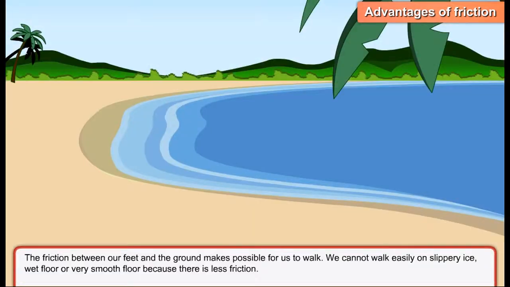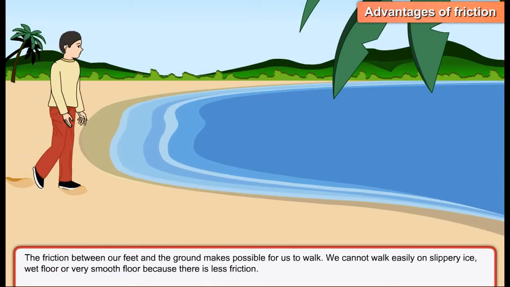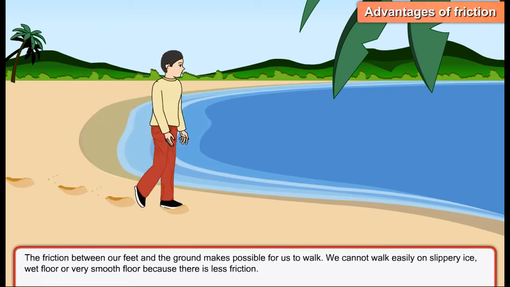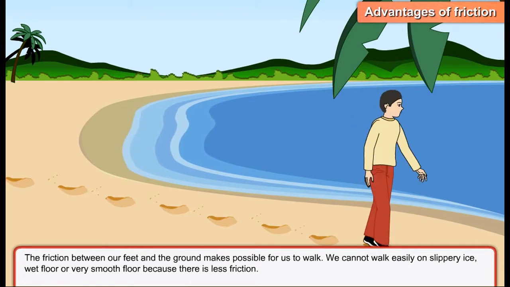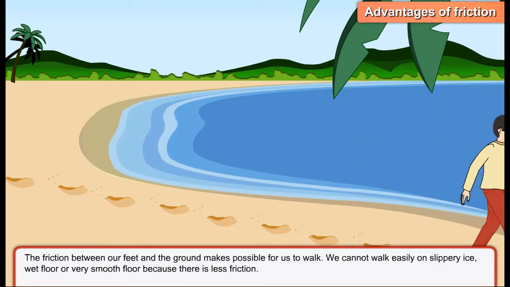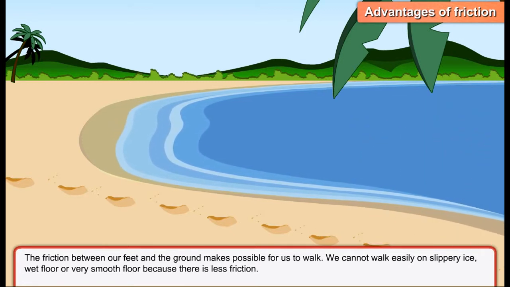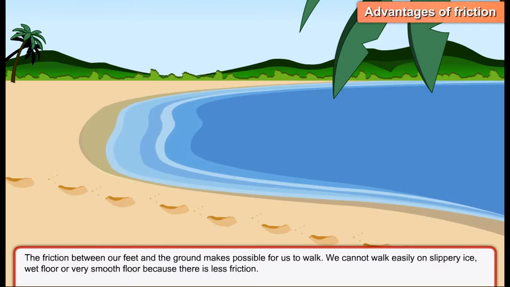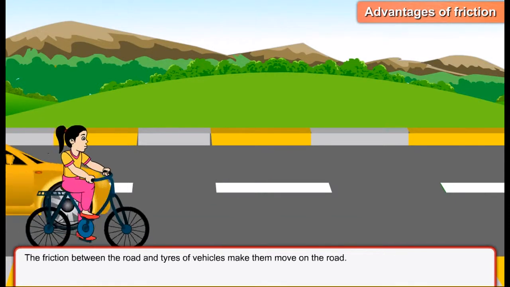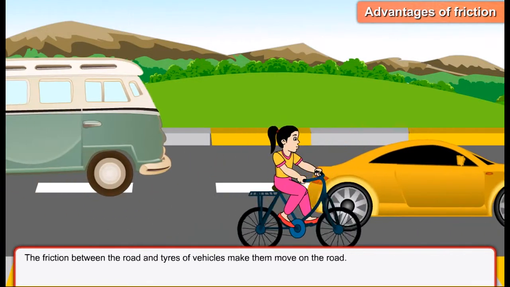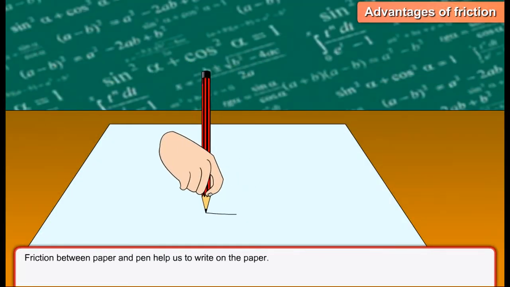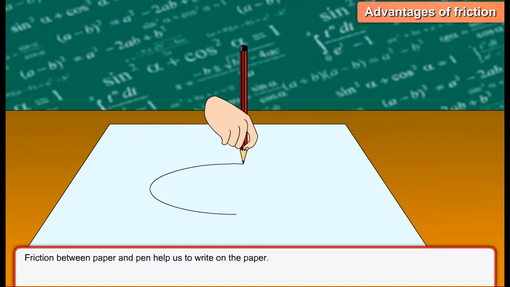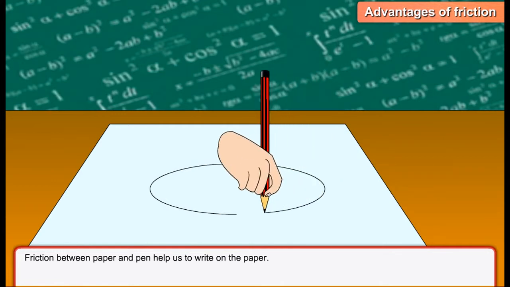Advantages of friction. The friction between our feet and the ground makes it possible for us to walk. We cannot walk easily on slippery ice, wet floor, or very smooth floor because there is less friction. The friction between the road and tires of vehicles makes them move on the road. Friction between paper and pen helps us to write on the paper.